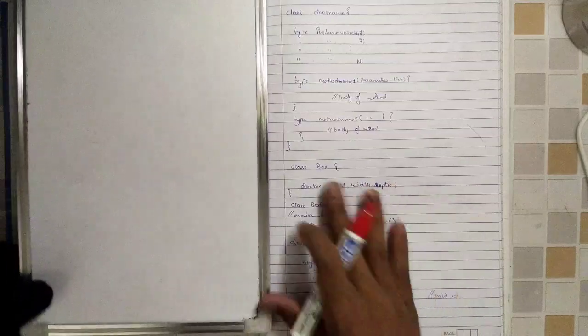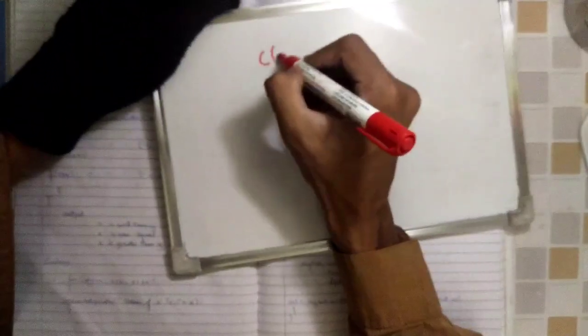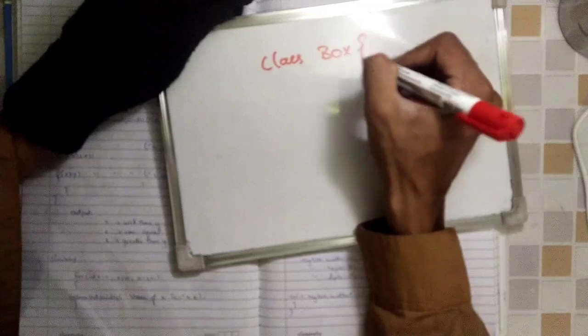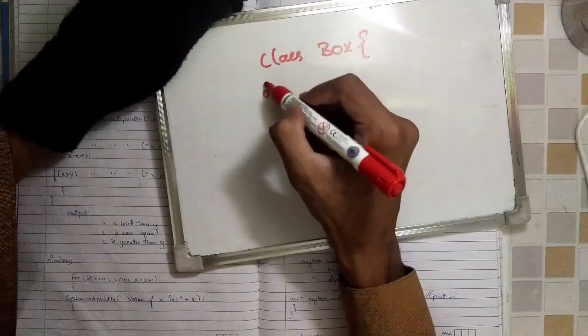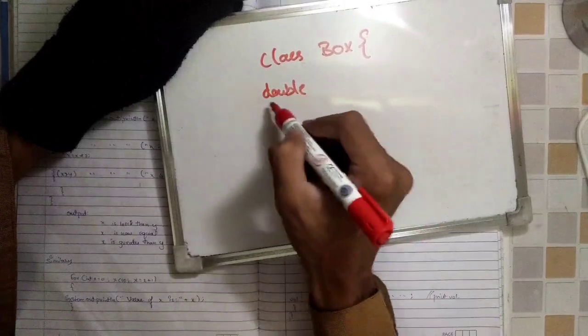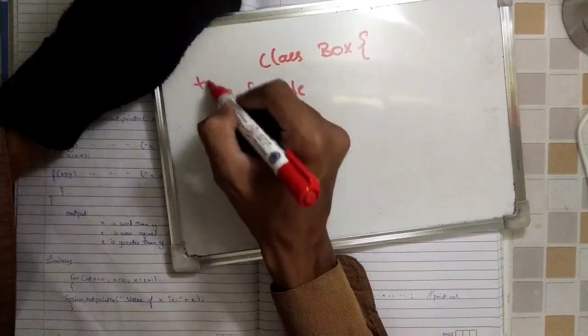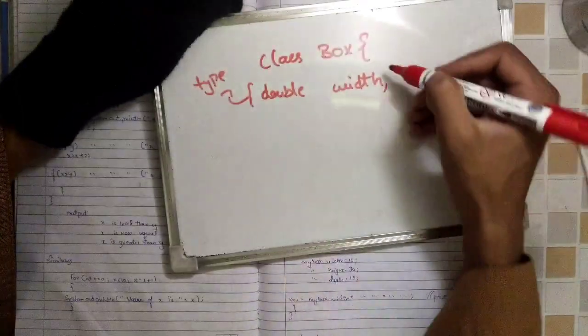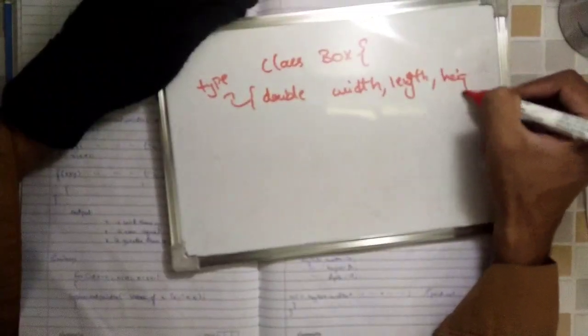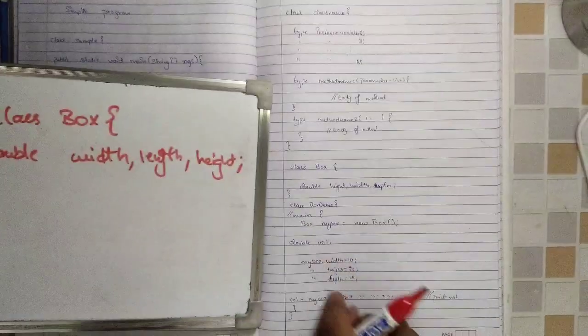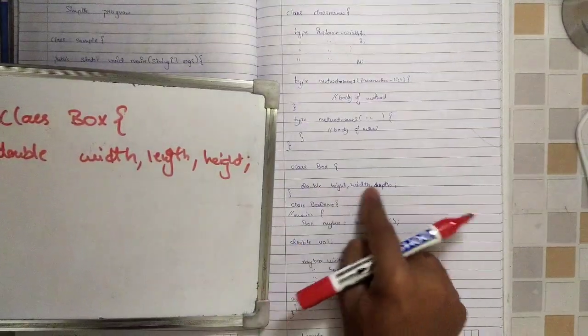Now let us see one example here. They have said class Box. So I am creating a class of Box. Then what are the members of this? I am taking double as my type here, which is the data type. So here I have width, so double width. Instead of writing three times, I will write the width, length, then height. So like this three things I have declared here in Box: height, width, depth.